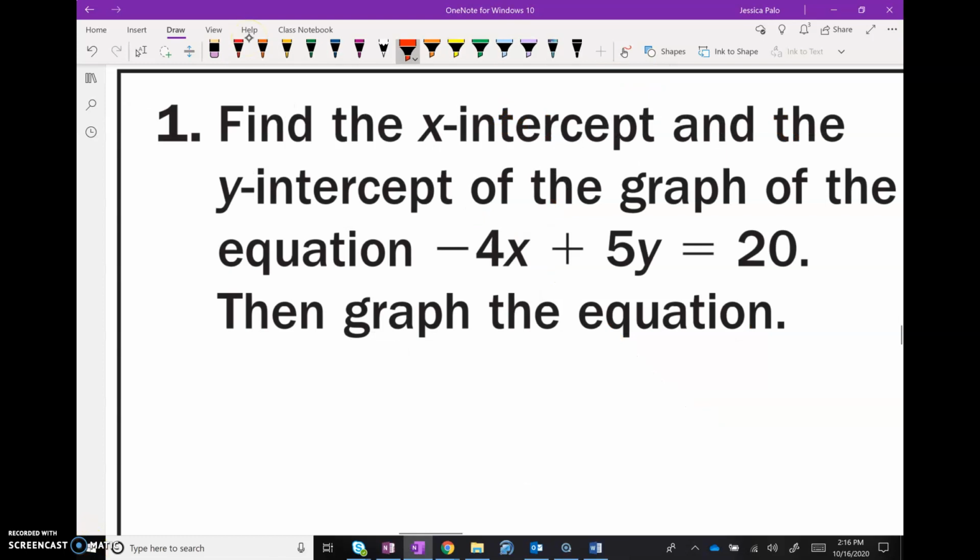Now, I want you to solve for the x-intercept and the y-intercept of this equation, negative 4x plus 5y equals 20. Then you can graph this equation in your notebook to be prepared for class tomorrow.